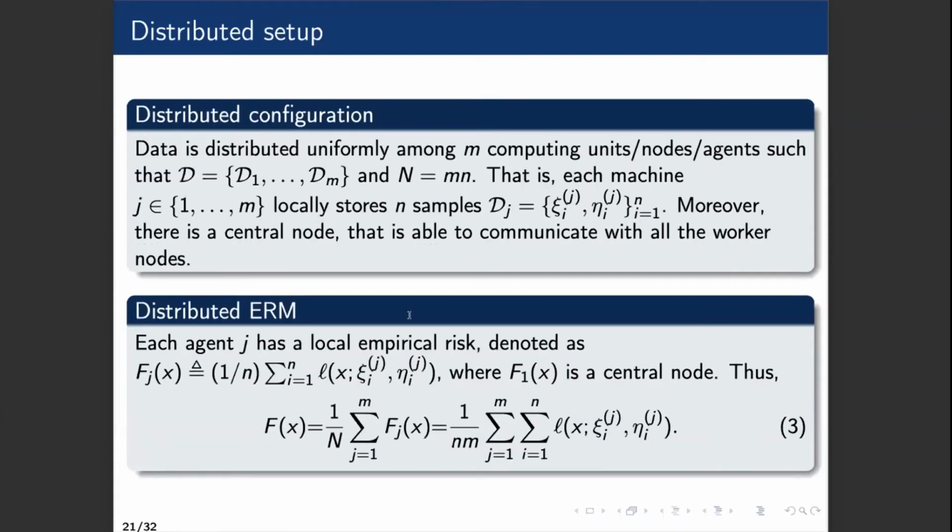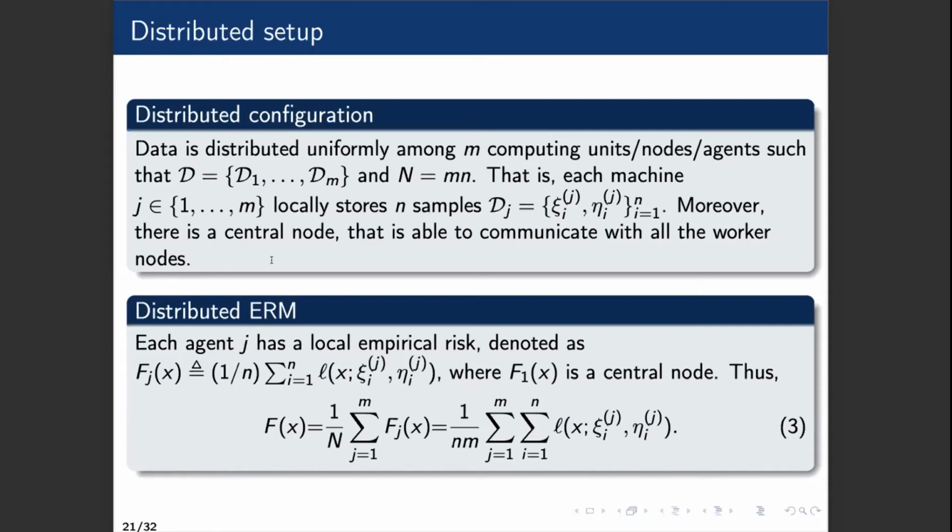Next, let's move on to the distributed configuration, the distributed setup. We assume that we have m computing units, and the total data is divided among these m computing units. We also assume that we have a central node, and all other nodes communicate directly with the central node.